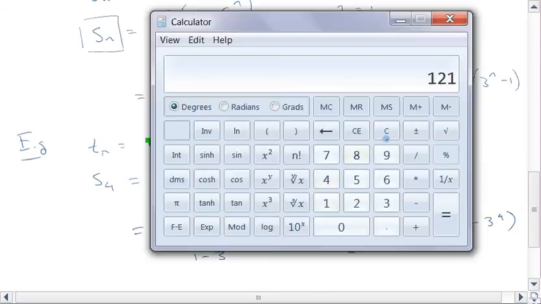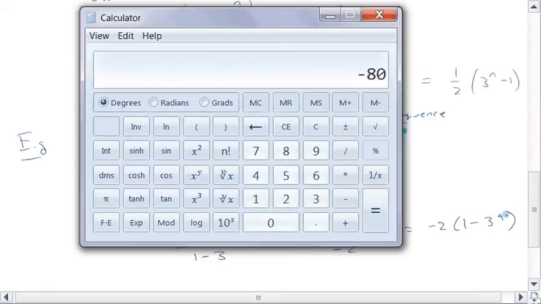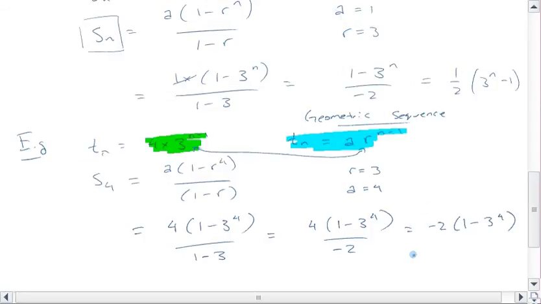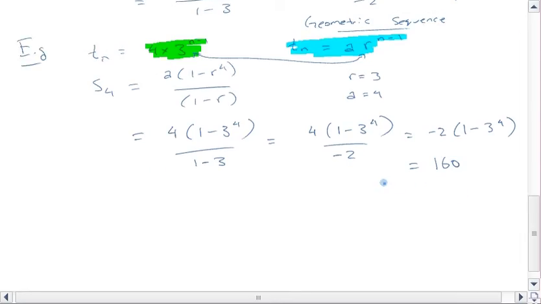So let's work this out. 1 minus 3 to the power of 4. So that's working out that bit in the brackets first, and then times negative 2. Negative 80 times negative 2 would be 160. So that's 160. Okay, so again, not too terribly difficult.